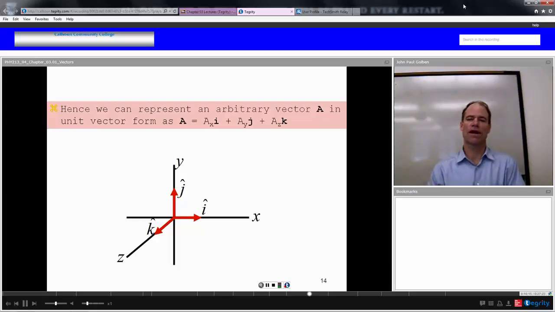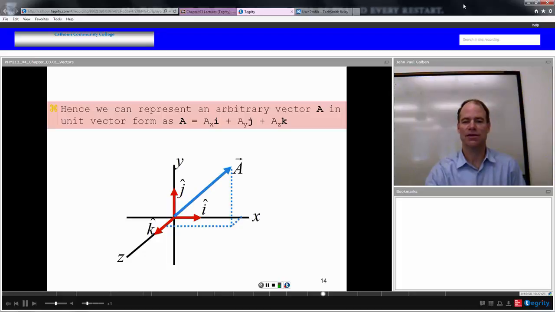So, under that idea, we can represent an arbitrary vector A in unit vector form as A equals some scalar A sub x times i, plus another scalar A sub y times j, plus another scalar A sub z times k. All the A sub x, A sub y, and A sub z do is give each component a magnitude, because the original unit vector has just magnitude 1. So by adding these three component vectors in the i, j, and k direction, we can comprise a three-dimensional vector.